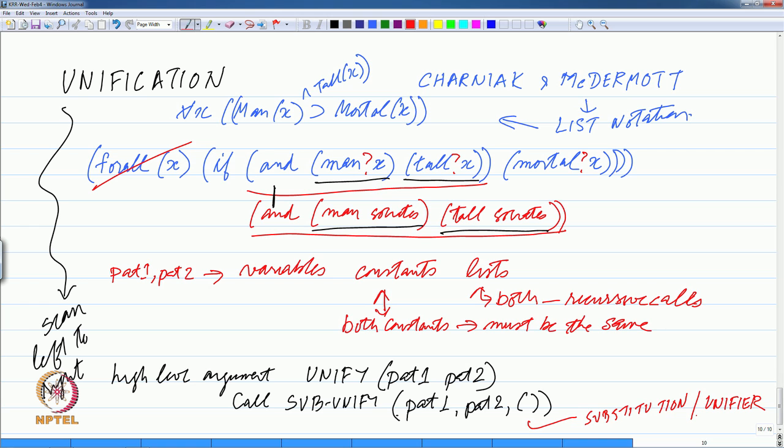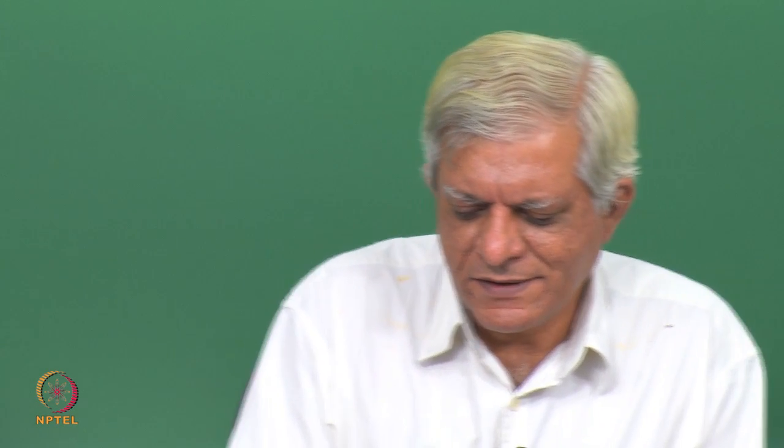So, we have only two kinds of things, either lists or constants or variables essentially. Variables are the ones which have a question mark below them, and everything else is a constant essentially. So, "and" is a constant here in these two lists, so they must be the same, and will match only an "and". "Man" is a constant, it is a predicate as far as we are concerned, but as far as the unification algorithm goes, it is a constant. So, man must match man exactly, tall must match tall. So, wherever they occur, they must be the same constant essentially.